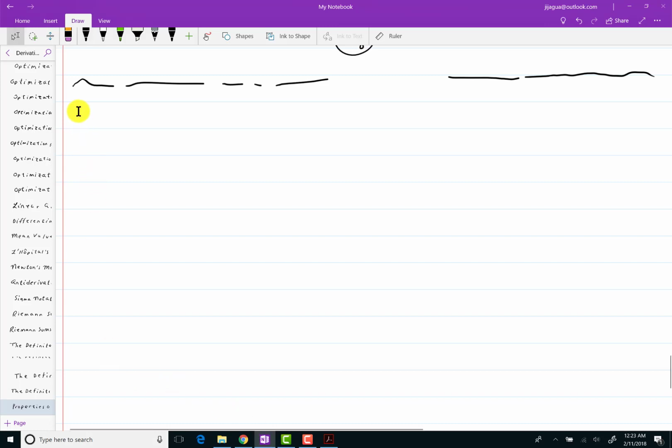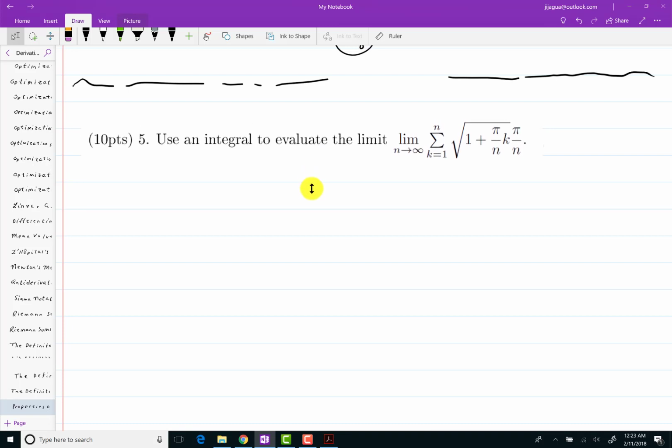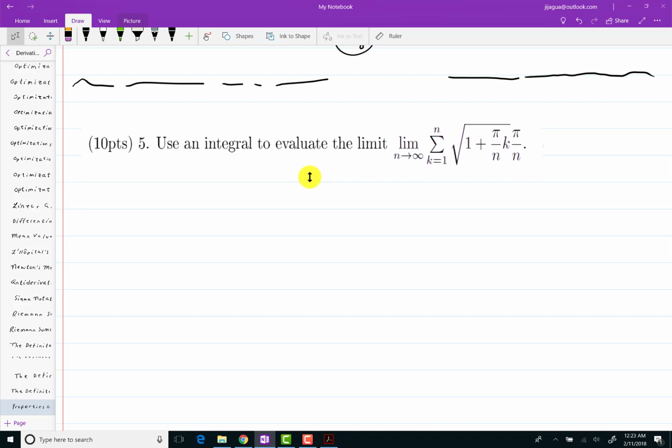On an exam, it's not uncommon for me to ask you to evaluate, or at least write, a certain limit of Riemann sums as an integral. So, what are we going to do here? We want to write this as the integral from something to something, and if you want, we can have dx all the way over here.